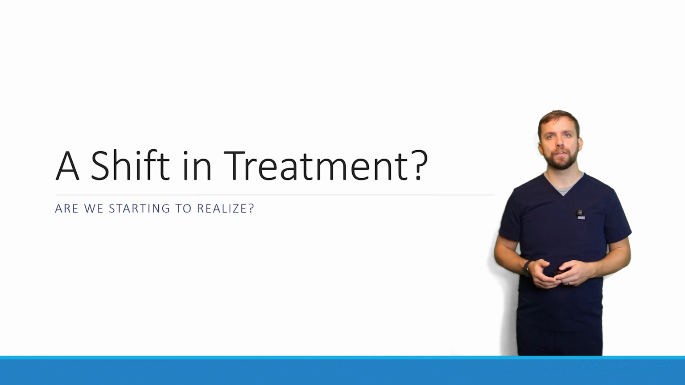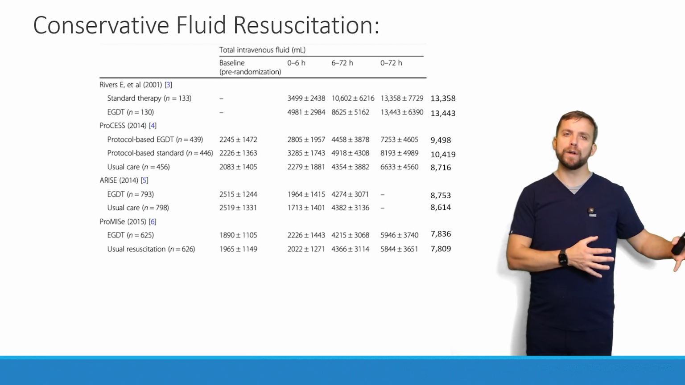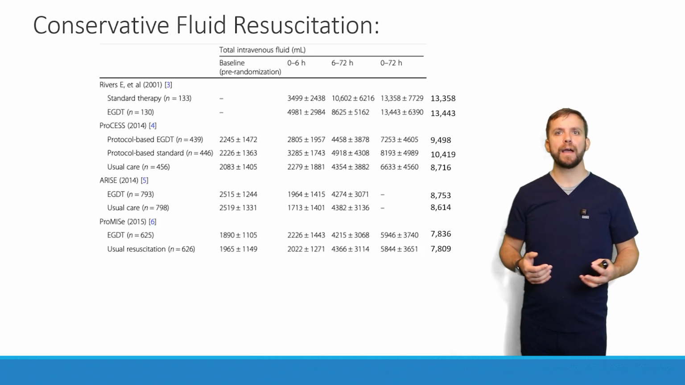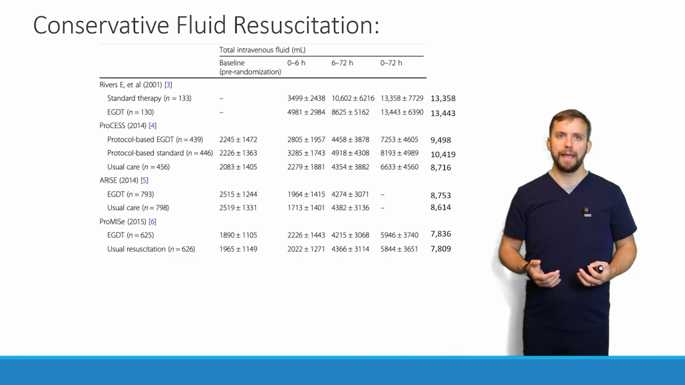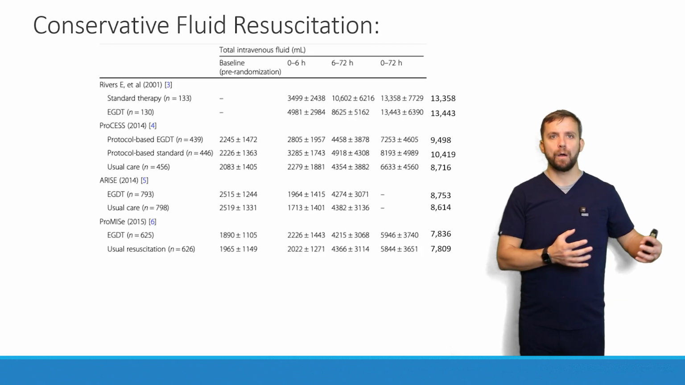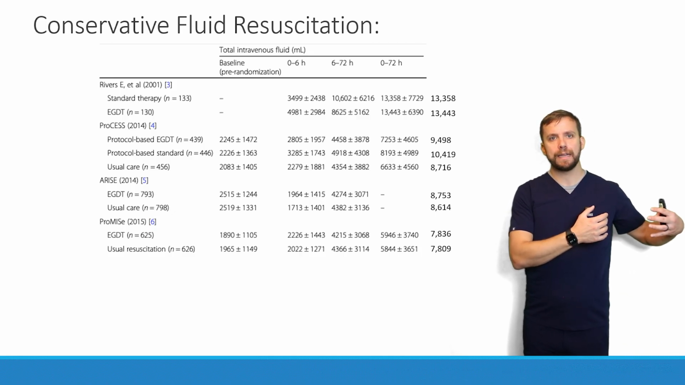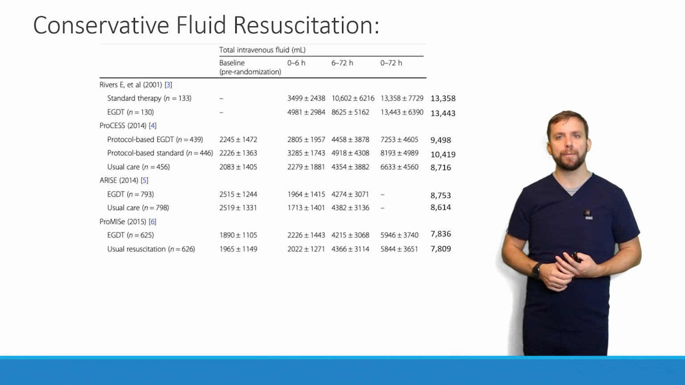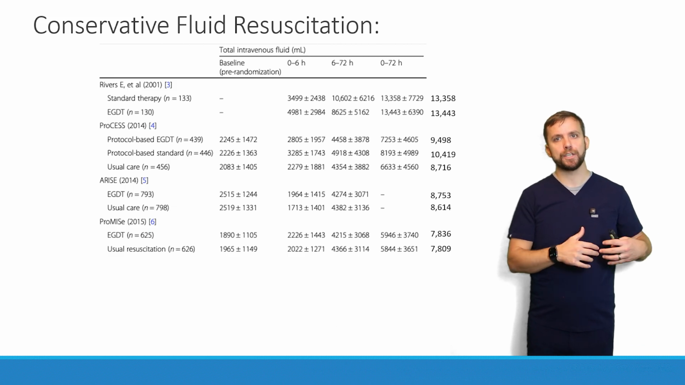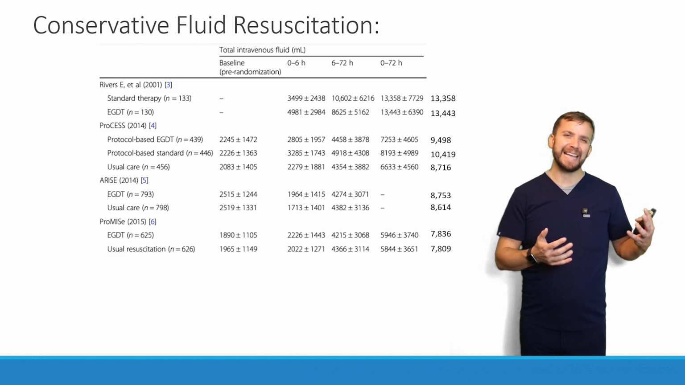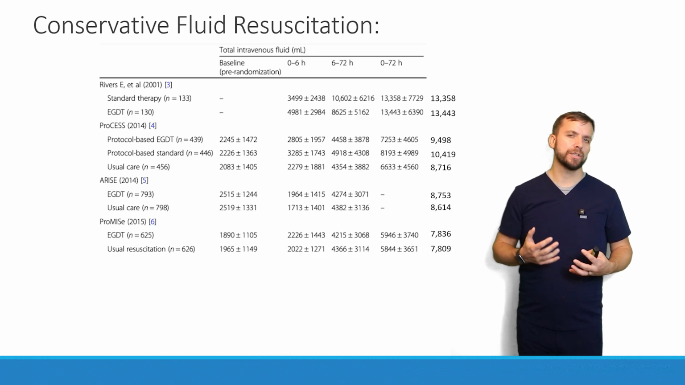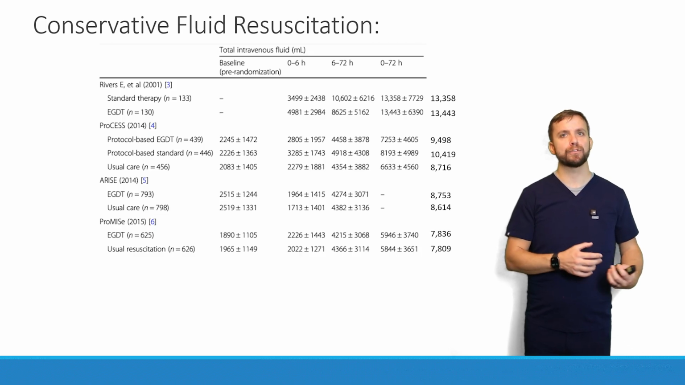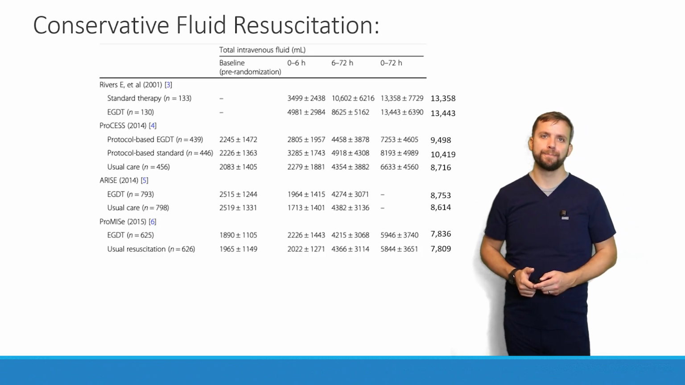Are we seeing a shift in treatment? Are people doing better over these last years? If you look at Rivers, the early goal-directed therapy trial in 2001, over 72 hours, they gave 13 liters of fluid. And if you look in 2014, in Europe, they gave about 7 to 8 liters of fluid. In Australia and New Zealand, they gave about 8 to 9 liters of fluid. And then in the US, they gave anywhere from probably like 8 to 11 liters of fluid. So we did the worst out of all the groups, but I think we're going in the right direction, that we're giving significantly less fluid than we gave back in 2001.